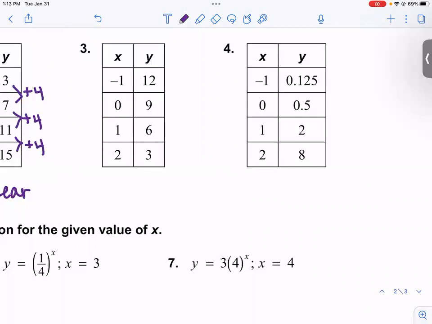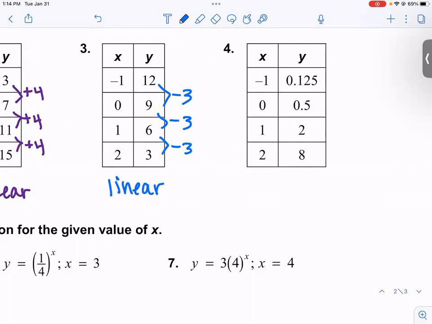Okay. Number 3. Preston, what do you think? Linear or exponential? It is linear. Estelle, why is he saying linear? Okay, we're subtracting 3 over and over. Subtracting 3, adding -3, whatever you want to say. If we're adding or subtracting the same number over and over, we have a linear function.